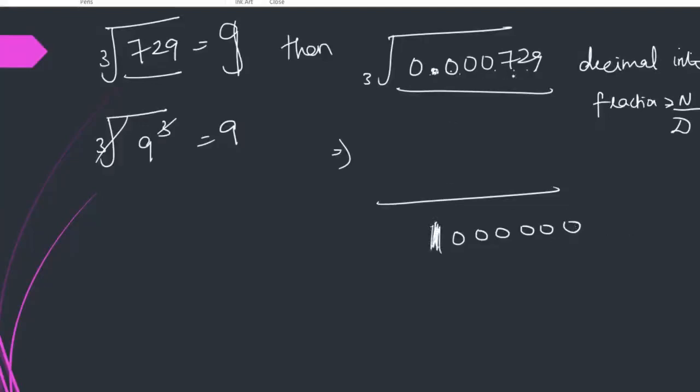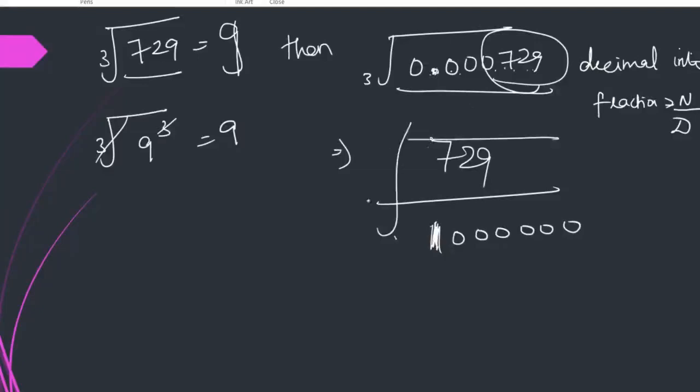In the numerator, what is the number here? It is 729. Write that number in the numerator, leave the zeros, only write the number. Then it is a perfect cube. Then we know this one: 729 is the perfect cube of what number? 9.